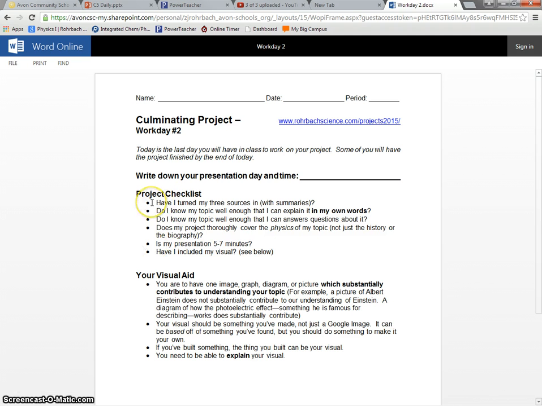So these are the things that you should double check. Make sure you've turned in 3 sources with summaries. Remember, if you got your sources back and you got less than a 12 out of 12, you can turn them back in for full credit.